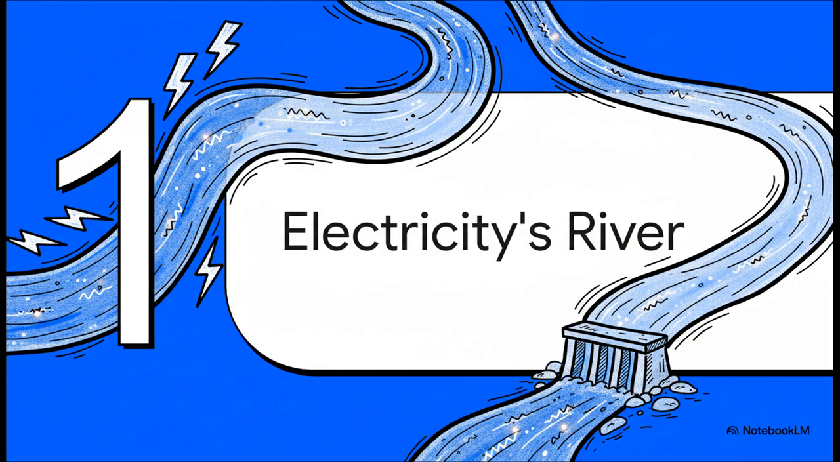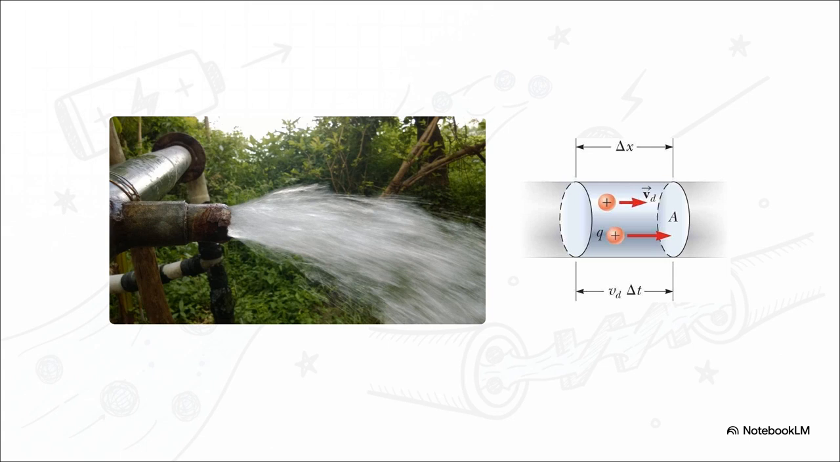Okay, so to wrap our heads around this, we're going to start with a really classic analogy because it works surprisingly well. I want you to imagine that electricity isn't some invisible, mysterious force. Instead, just picture it as an invisible river flowing through your walls. All right, look at this. On the left, you've got something we all get, water flowing through a pipe. Simple enough. Now, look over at the right.